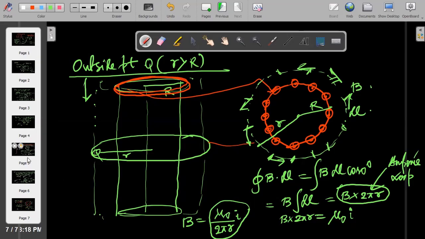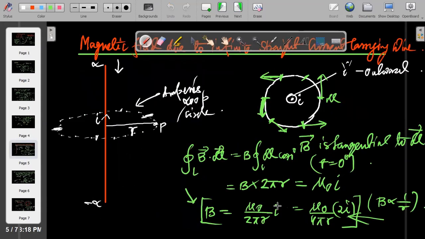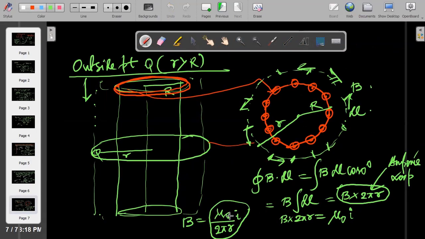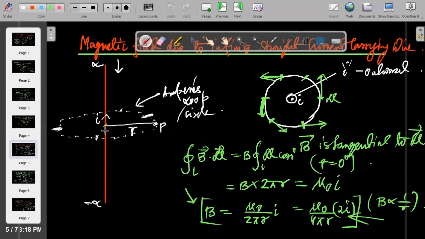Right? In the previous example, this is the same. Look here, the current is coming from the center, and we are getting mu naught divided by 2 pi r into I. Here also we are getting mu naught divided by 2 pi r into I. But what is the difference? The current is on the surface only. In the previous example, the current is in this line, an infinite line, and it is coming from the center.